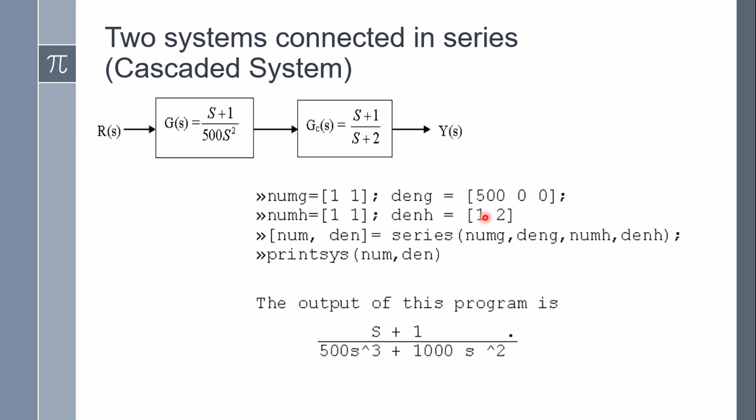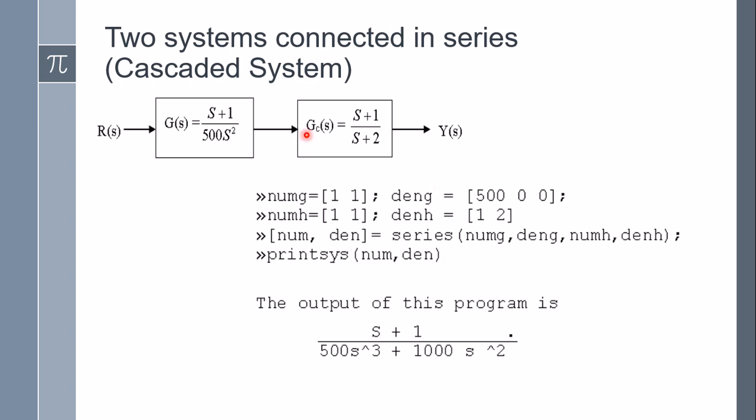Next, the net system will be the series combination of these two systems. So I am creating one system variable, numerator comma denominator as matrix is equal to series of num g comma den g comma num h comma den h. Once you give this command, MATLAB will take the first system numerator, first system denominator, second system numerator, second system denominator. Both the systems are connected in series.